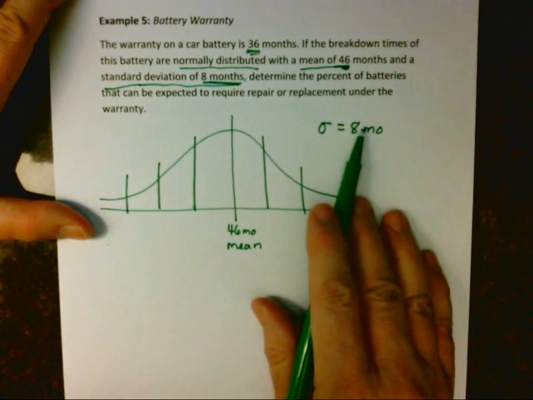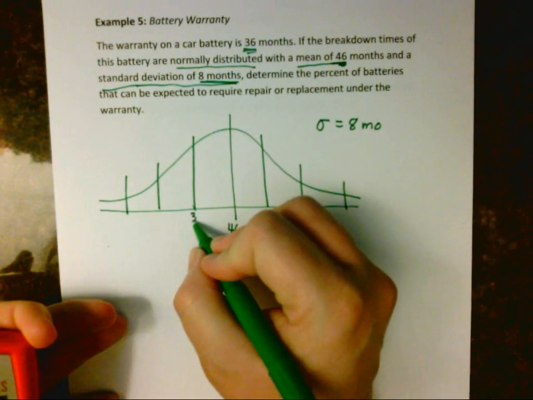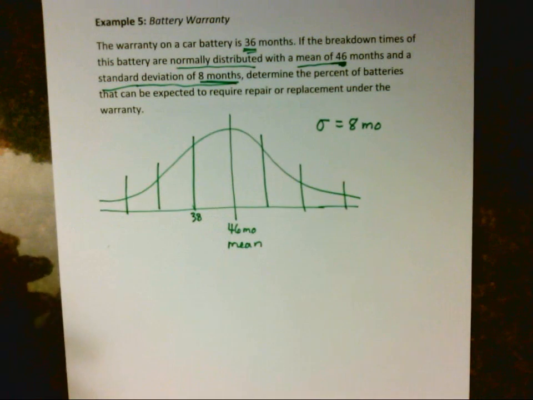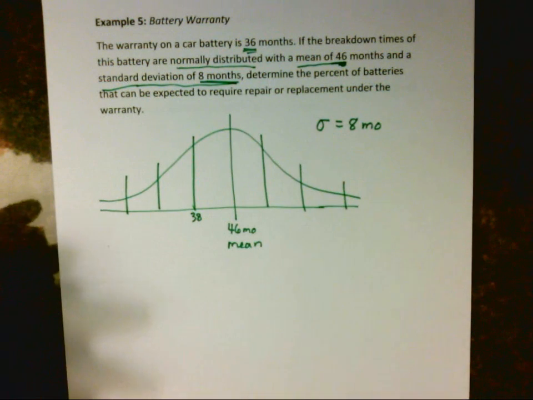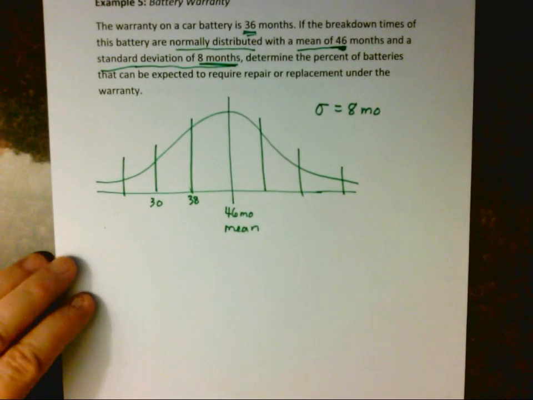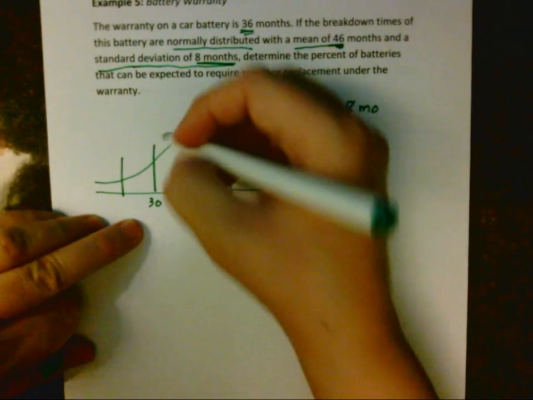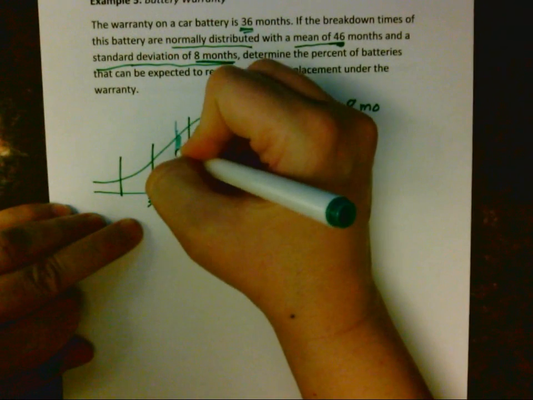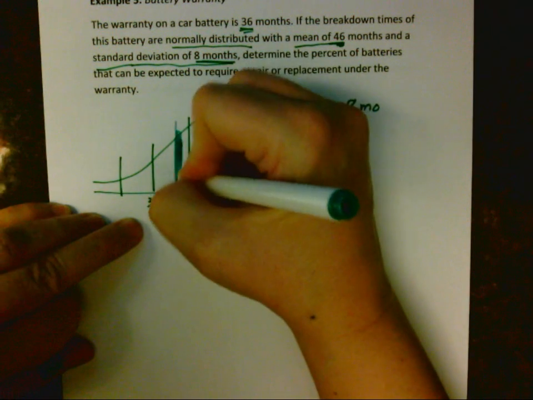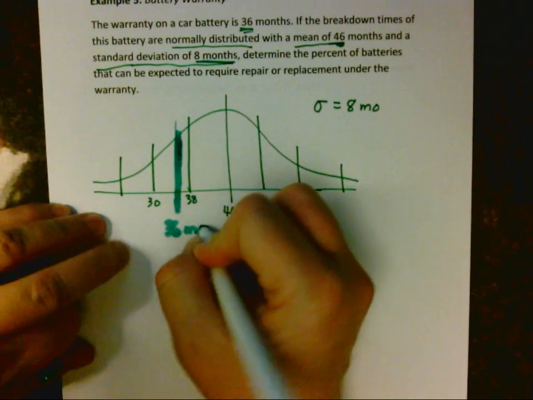And every time we go down by 8, we'll take 46 and subtract 8. This cutoff would be 38 months. And then we subtract 8 again. This cutoff would be 30 months. So we can tell that the warranty is going to last to the 36-month point, which is going to be somewhere around here, right? So I'm going to call that 36 months.